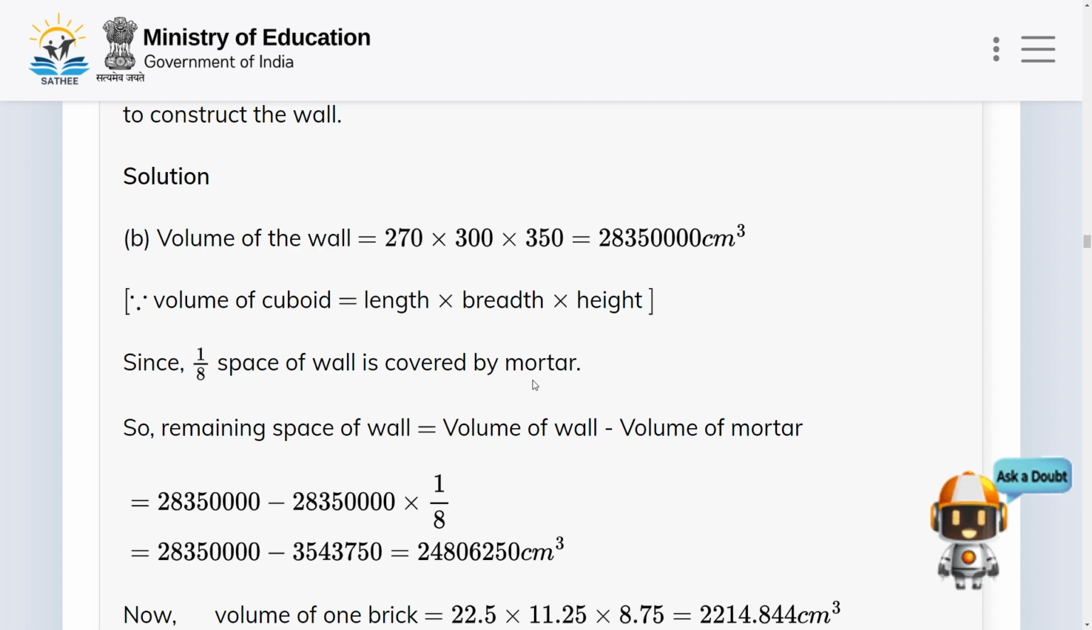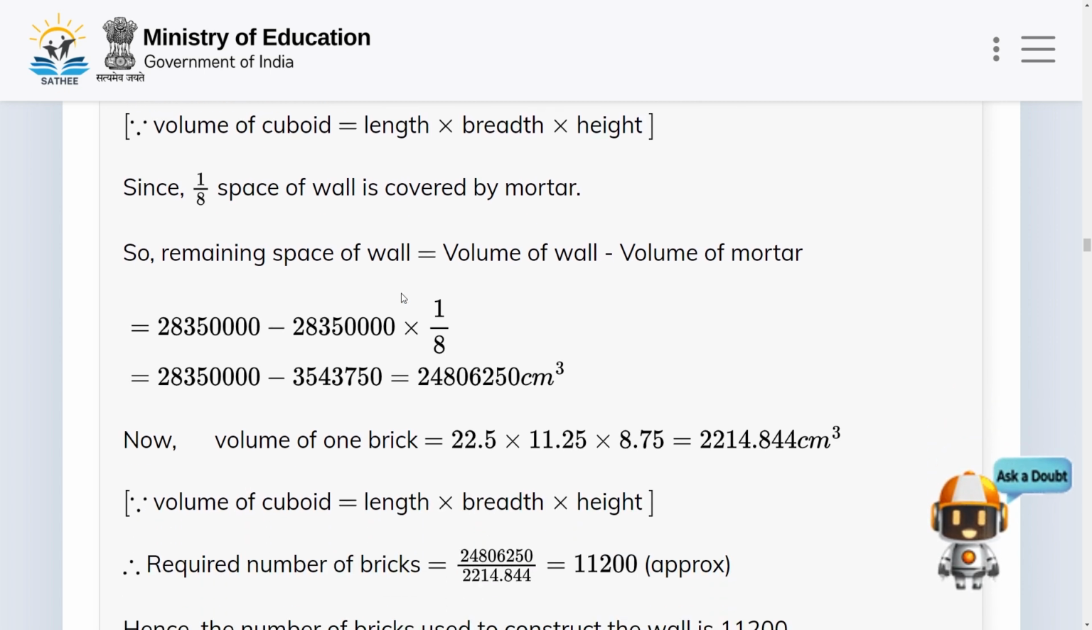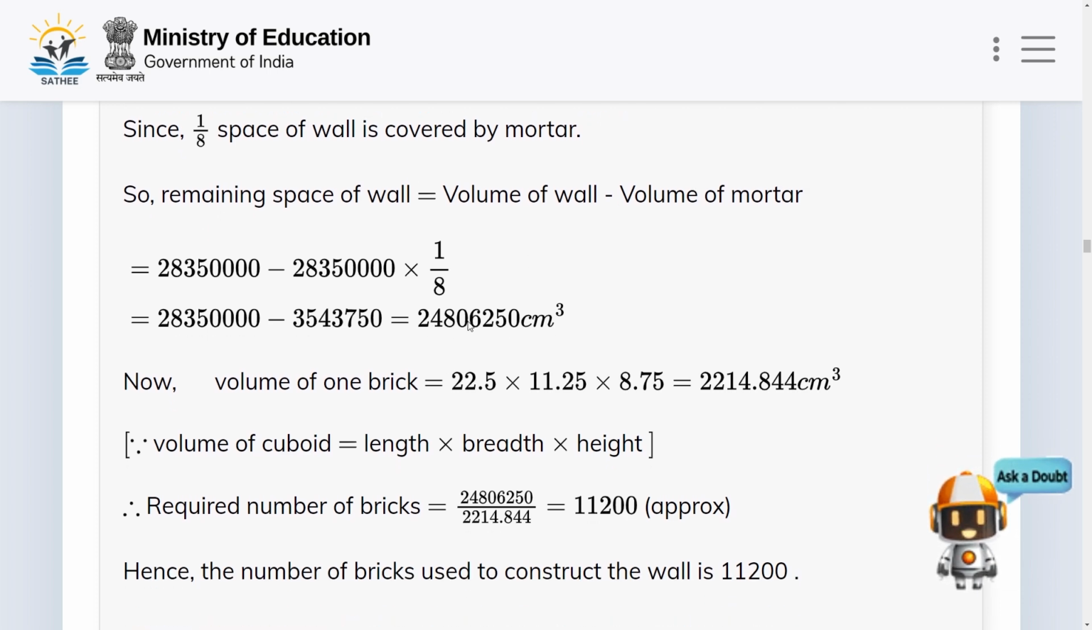Since volume of cuboid is length into breadth into height, and since 1/8 space of the wall is covered by mortar, the remaining space of the wall is equal to volume of wall minus volume of mortar. So the volume is 28350000 minus 28350000 times 1/8, which is 28350000 minus 3543750, and this is equal to 24806250 centimeter cube.